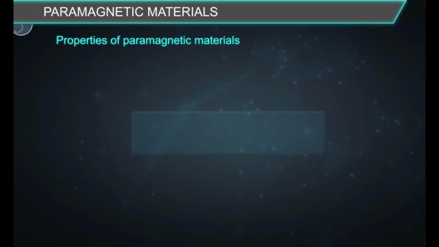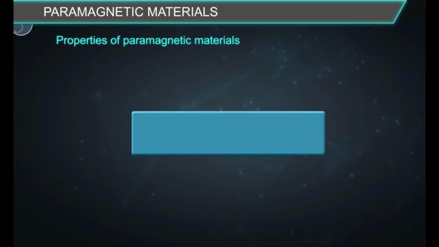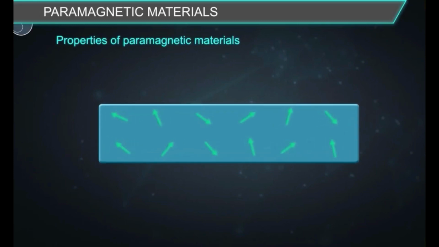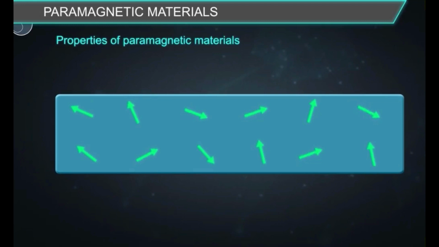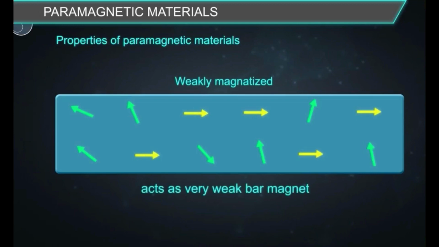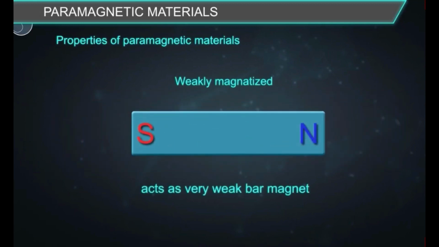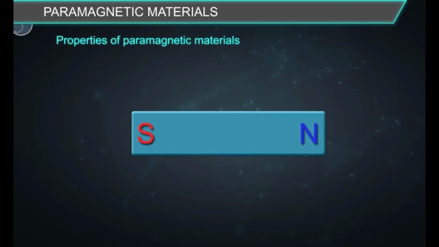2. When a paramagnetic substance is placed in an external magnetic field, some of the dipoles inside the material align in the direction of the magnetic field. The material is weakly magnetized and acts as a very weak bar magnet with north and south pole. Now, the magnetic field lines produced by this material are in the direction of the external magnetic field inside the material, and the field lines are opposite to the external magnetic field outside the material.